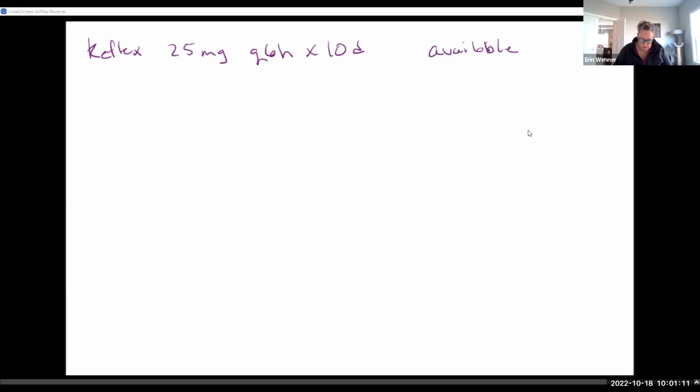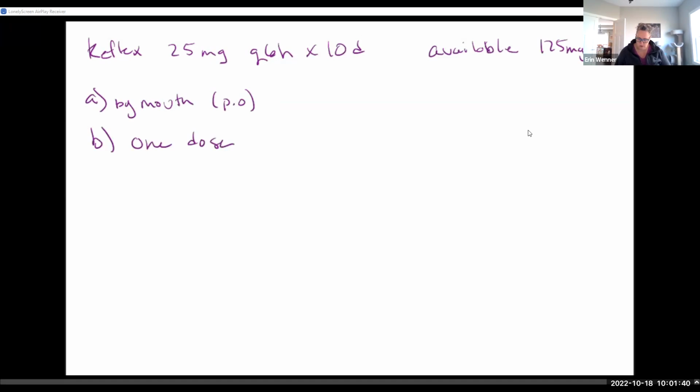So the available is 125 milligrams per 5 milliliters. The instructions are, we need to identify the route of administration, which we already did. So A, the route, is by mouth, right? Because we know that's what PO means. B, the number of tablets, capsules, milliliters necessary for one dose.